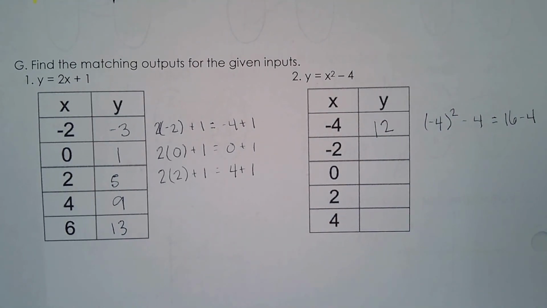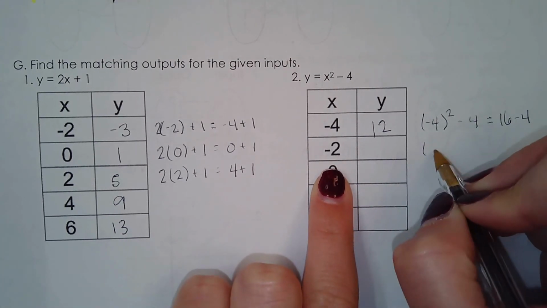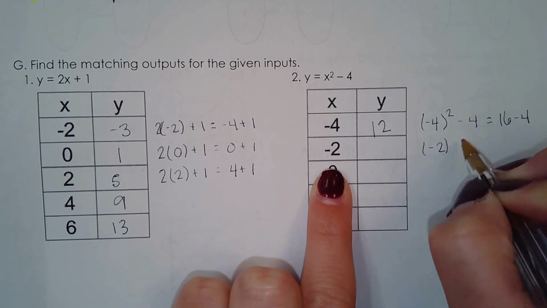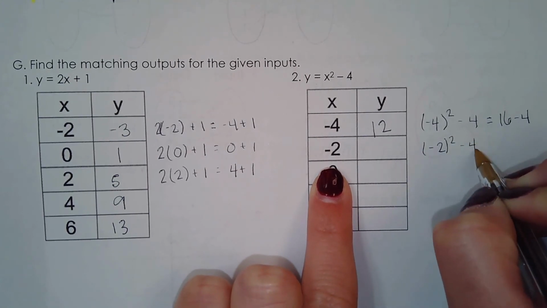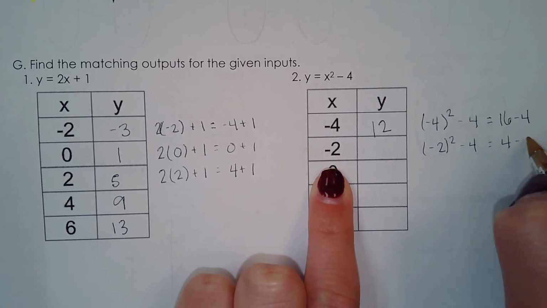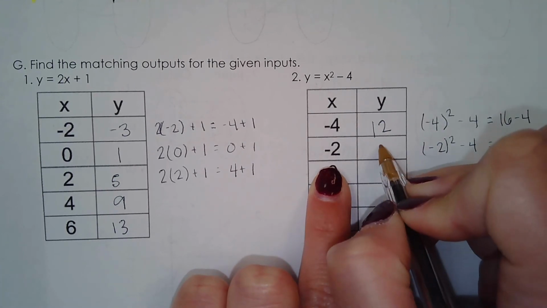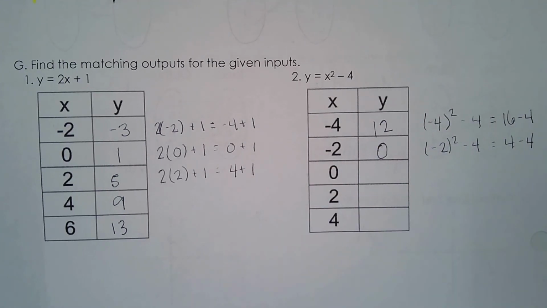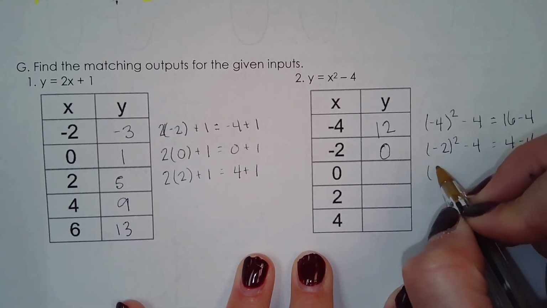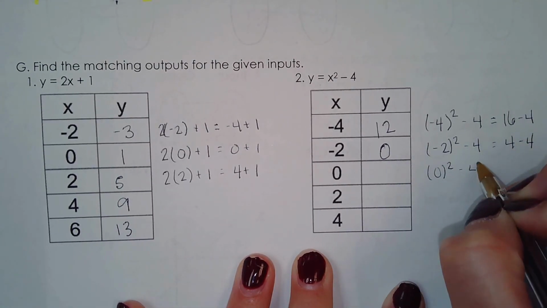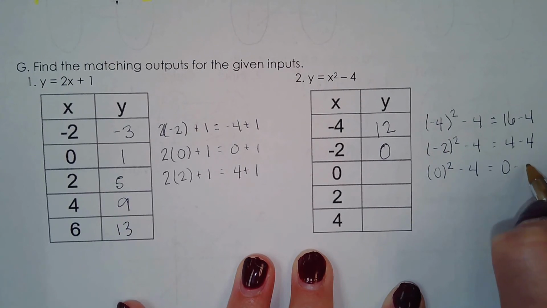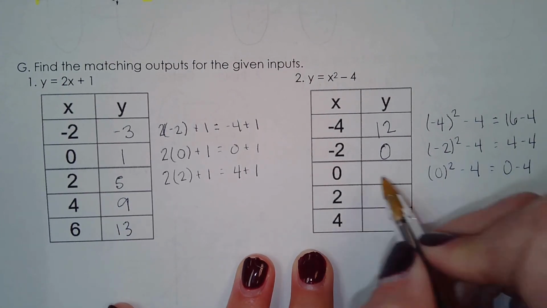Yes, no, maybe? So then for the next one, what are we plugging in for x? -2. So -2 squared, what do you get? And 4 minus 4 gives you 0. Can y'all do the rest on your own? Can we do 0? Yeah. What's 0 squared? 0. So 0 minus 4, negative 4.